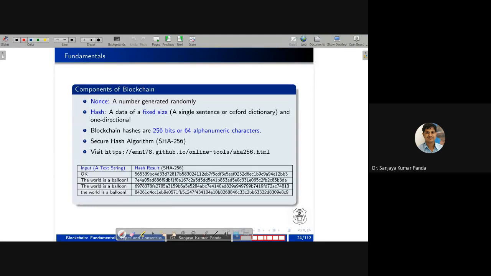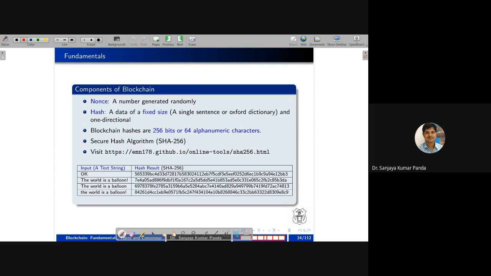Similarly, we have another component called hash. I already mentioned it is of fixed size. Like you write a single word, or you write a single letter, or you put a space, or you write something as big as a dictionary, you will get the fixed size of hash. And you can generate the hash, but it is not reversible. Once you generate the hash, if I give you the hash and ask you to find out what the input text is, it is not possible.